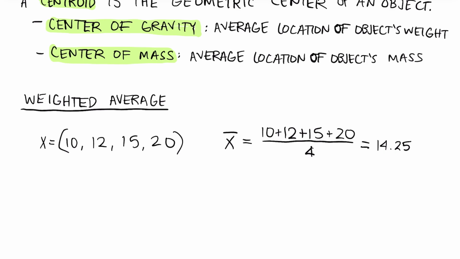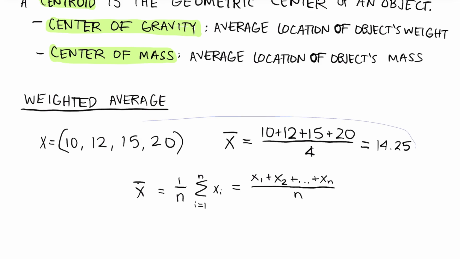Now, more generally, if we want to define an average for any set of numbers with any number of elements in that set, then we can write a formula for that. It is 1 over n times the sum from i equals 1 to n of x_i, which is also equal to x_1 plus x_2 dot dot dot plus x_n over n. Okay, those are the same thing, just slightly different notation. And this is called the arithmetic mean.